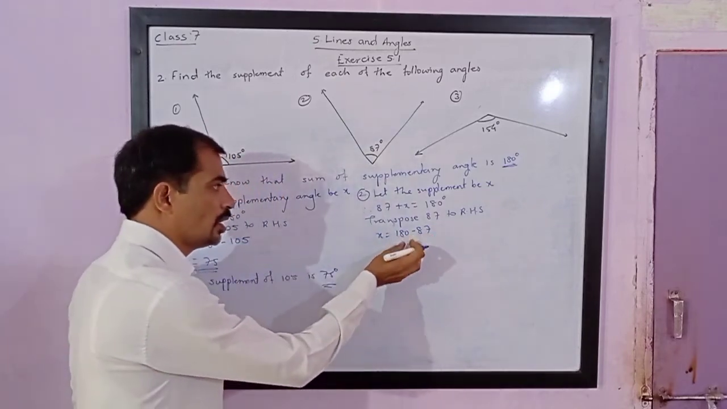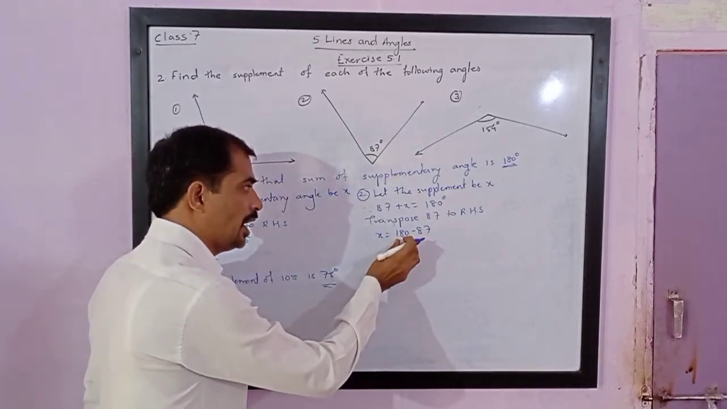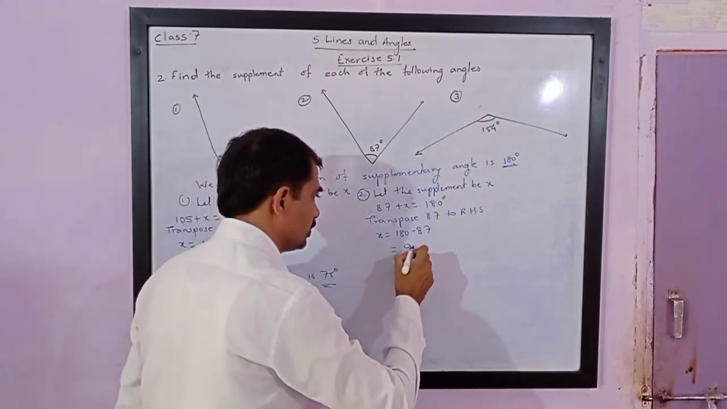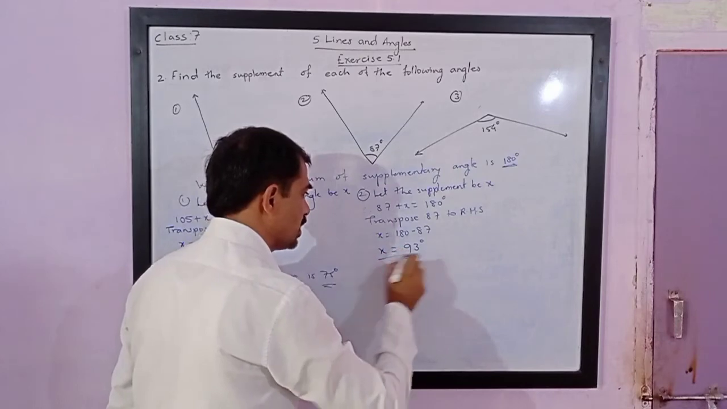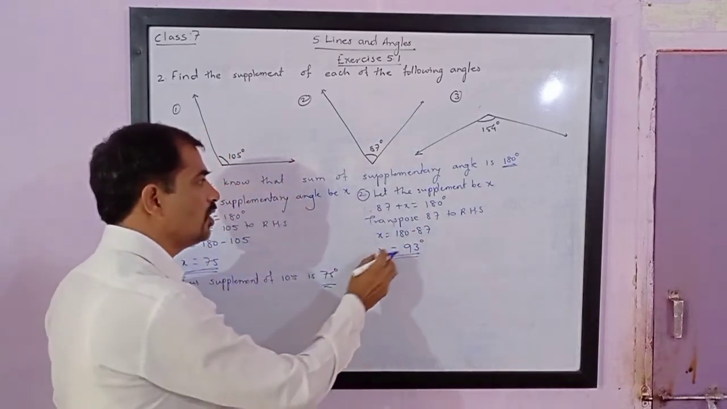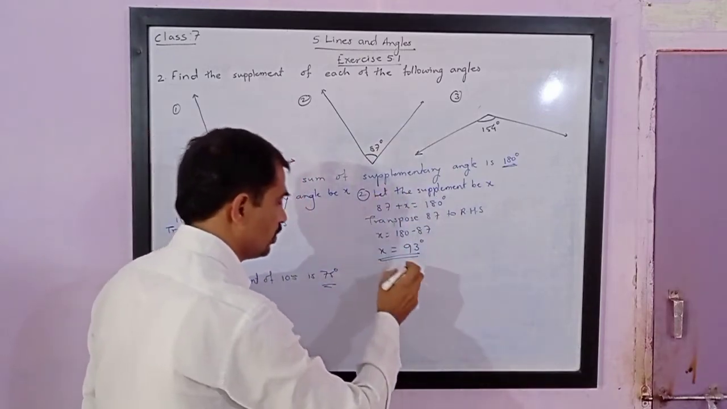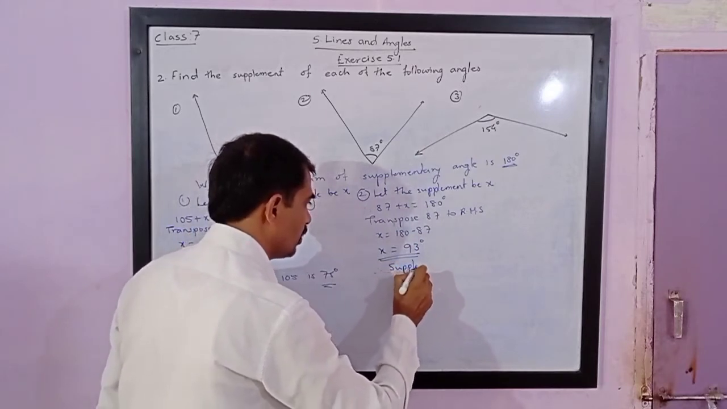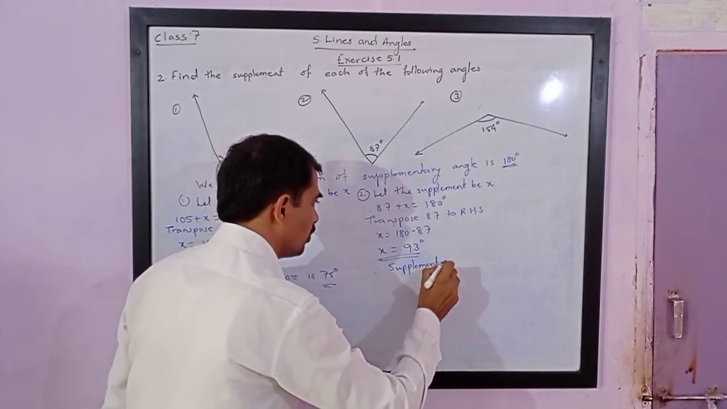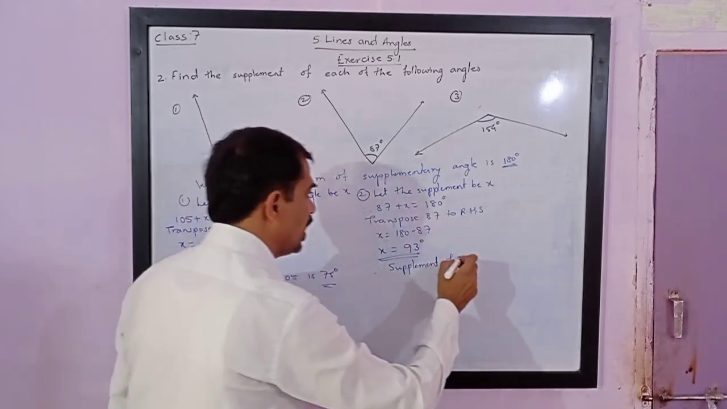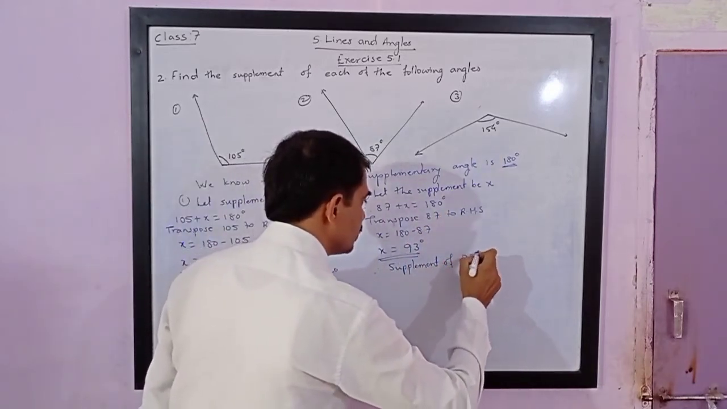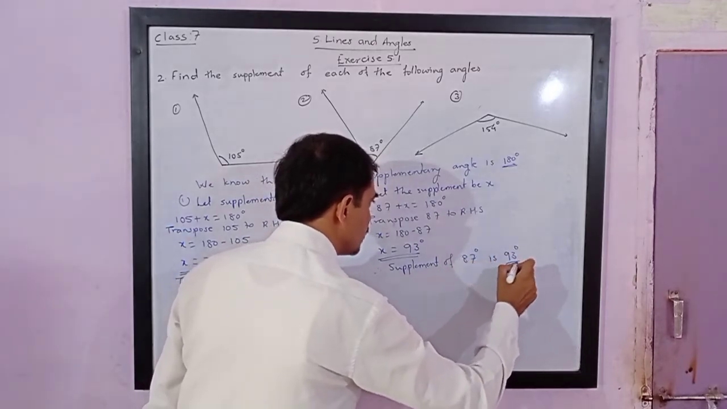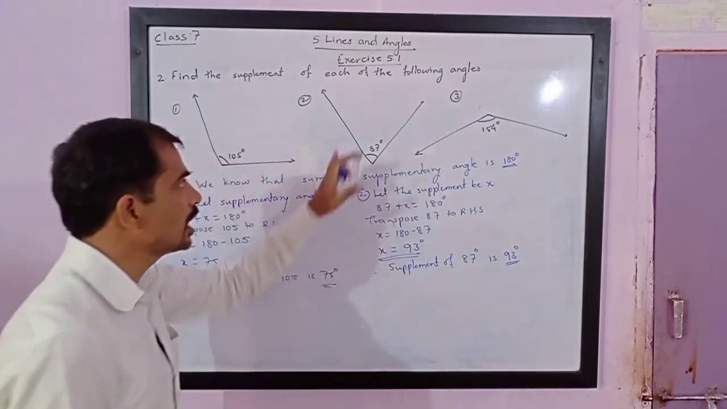Please note 180 minus 80 is 100. 100 minus 7 is 93. You can do the subtraction as you like. So thus we have got the supplement of 87 degrees is 93 degrees. This is the second sub question.